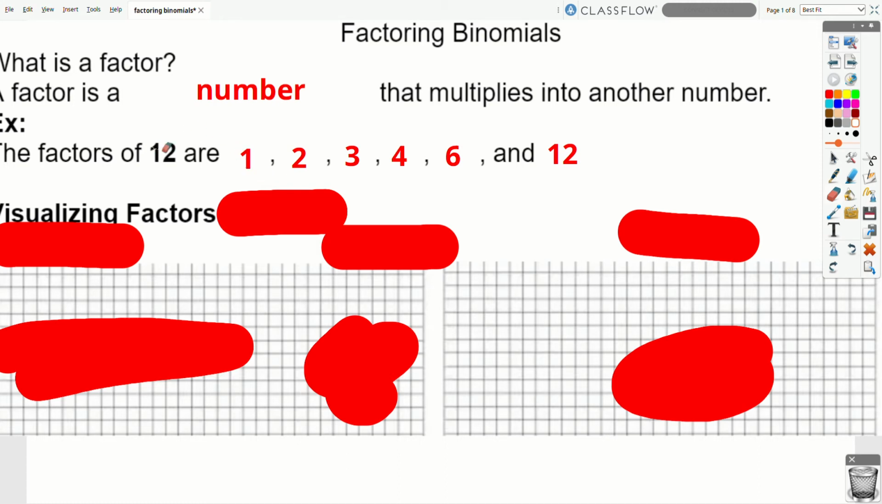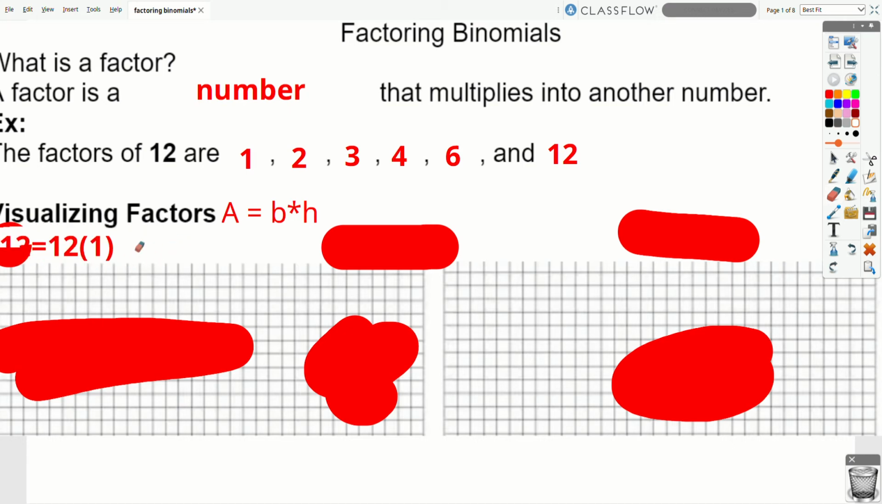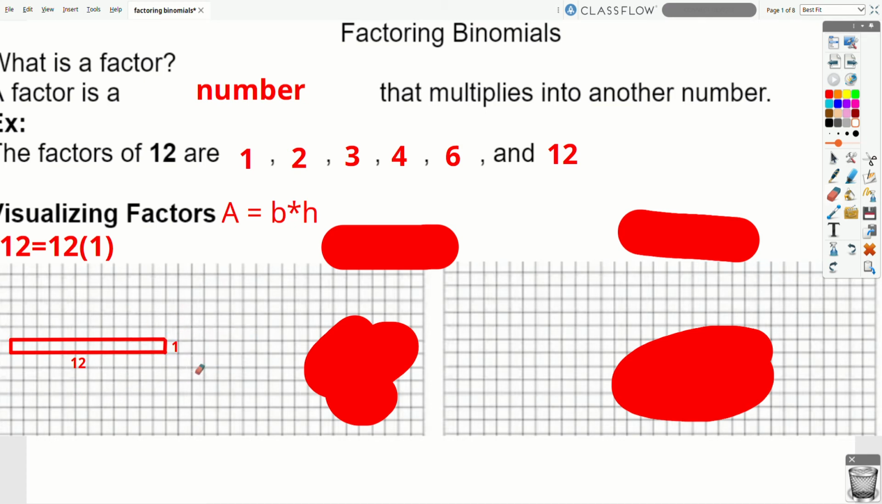And so we're going to visualize these factors on a little graph right here, using some area. This will make a little more sense as we go into the later parts of this lesson. Let's say we have the number 12, and we know 12 breaks down to 12 times 1. One way that we can show this visually is a rectangle that has a base of 12, a height of 1, and that gives us 12 total squares. 1, 2, 3, 4, 5, 6, 7, 8, 9, 10, 11, 12.